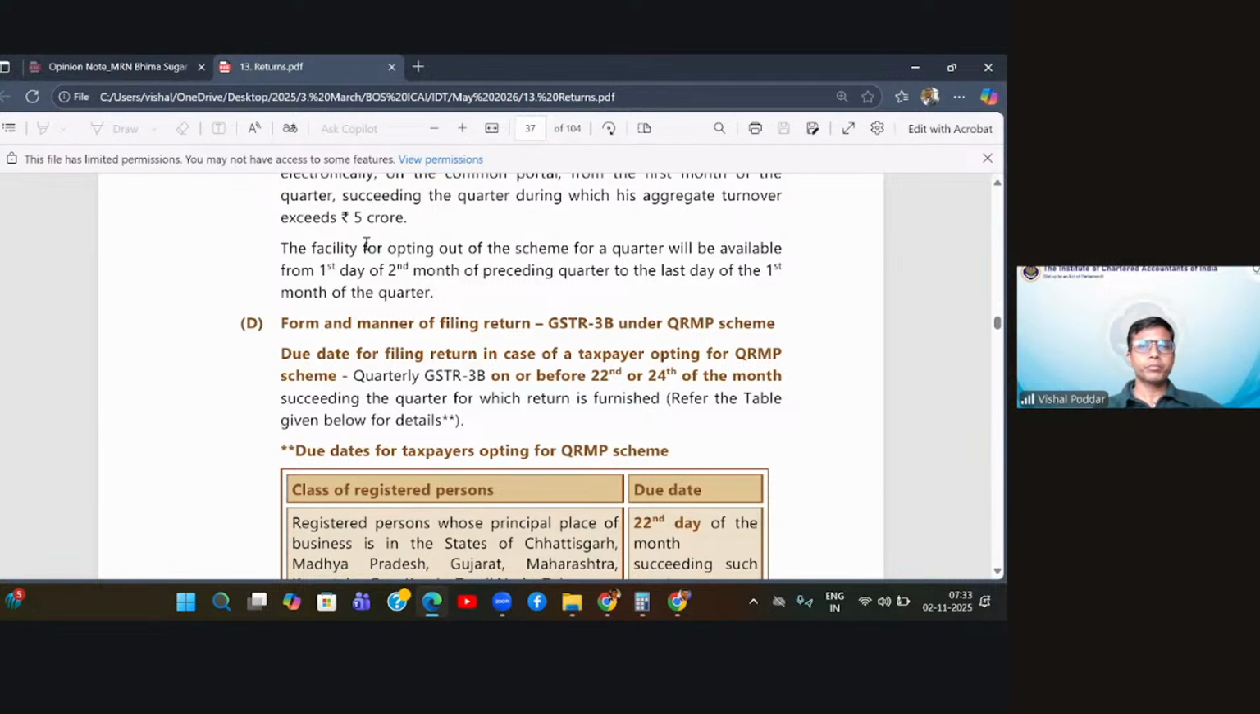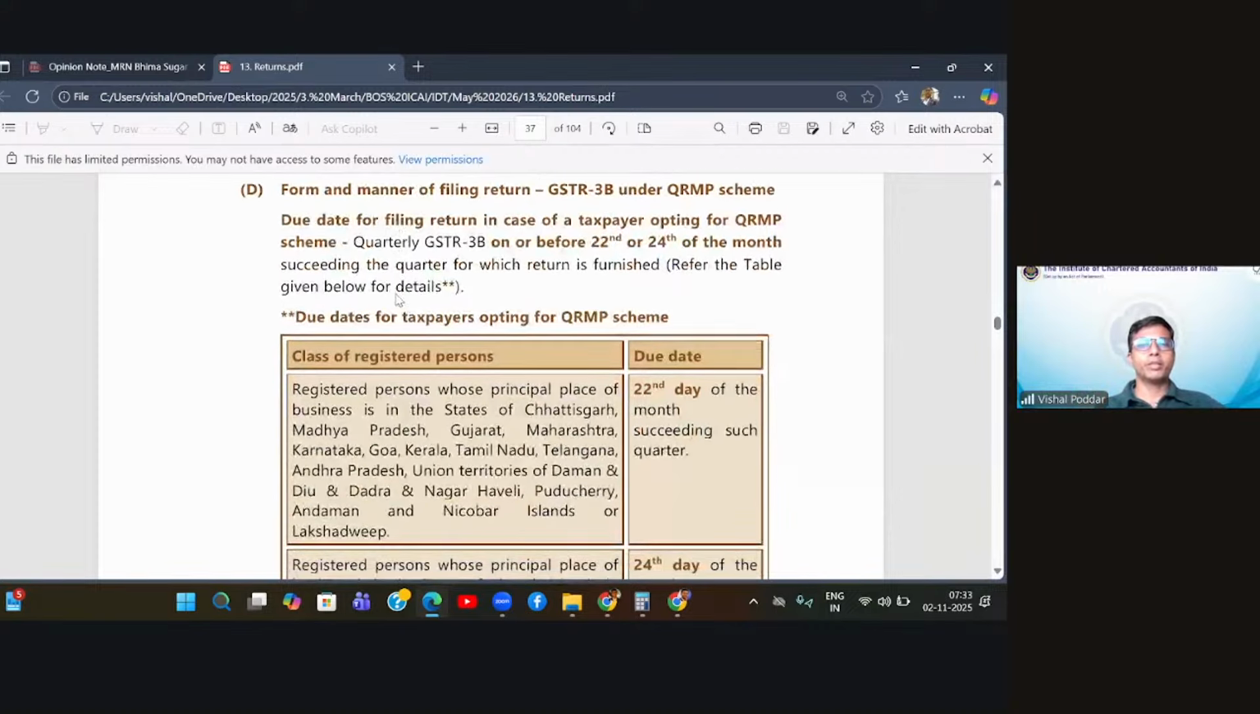Further, the facility for opting out of the scheme for a quarter will be available from the first day of the second month of the preceding quarter to the last day of the first month of the quarter. So the date is the same. By choice also, let us say the first two quarters I was in QRMP. Now I don't want to be in QRMP. So again, I have to intimate on the portal my option to opt out. And again, the timeline for it is the same.